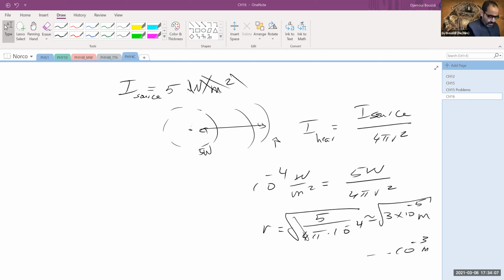Square root of 5 over 4 pi times 10 to the negative 4. Come on. Oh man, it did not do the calculation for me. And I don't have mathematics in here. You guys have your calculators available to run this number quickly? Let me know.